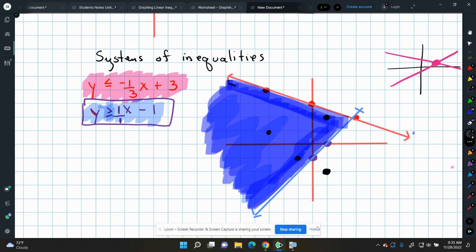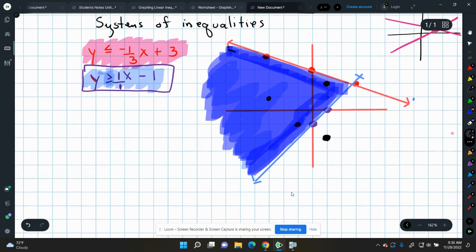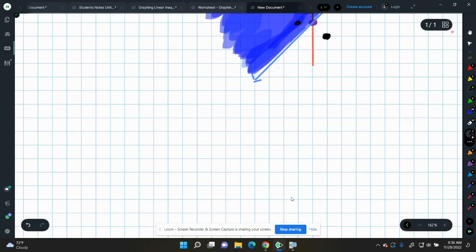Okay, so when we're solving systems of inequalities, Hunter, what's my first step when I'm solving a system of inequalities? Graph the formulas. Graph it. Yeah. First step is to graph each inequality. Okay? Okay. Tony, I'm going to give you another one.